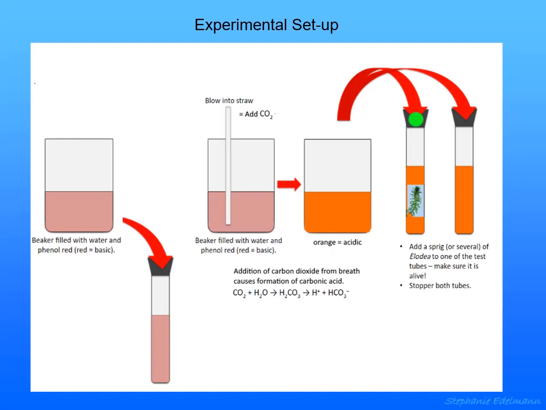And this slide gives you a visual of this experimental setup. So you start out with a beaker filled with phenol red, put that in a tube, blow into the beaker to add CO2. That causes the formation of carbonic acid and turns the phenol red orange. Then you're going to take a sprig of Elodea, put it into one of the tubes, and that's one of your sets. And the second set, we're doing a second set just like that too.